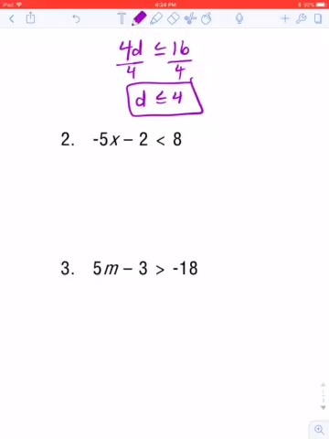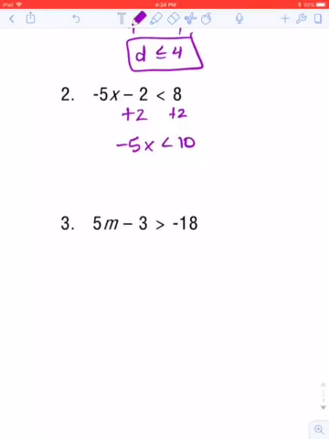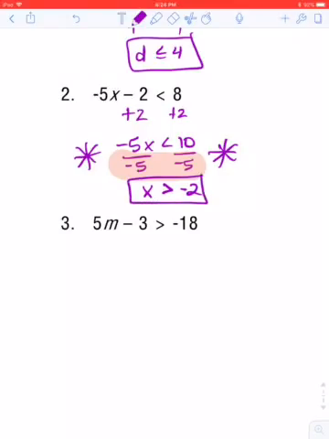Number two, it's going to start the same. Add my constant of 2. But here's where it changes. When I divide both sides by my -5, I have to flip the inequality symbol, okay? This little step right here of dividing by a -5 flips the symbol around the other direction for my answer. So x is actually greater than -2.